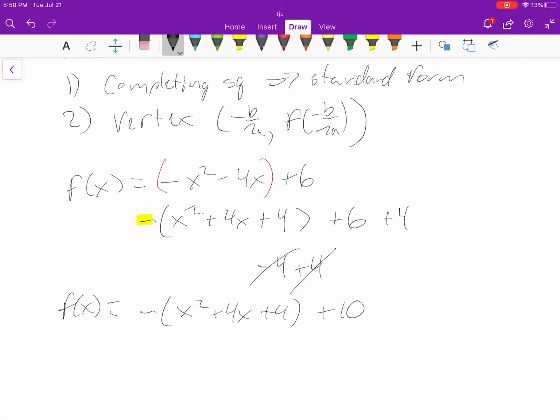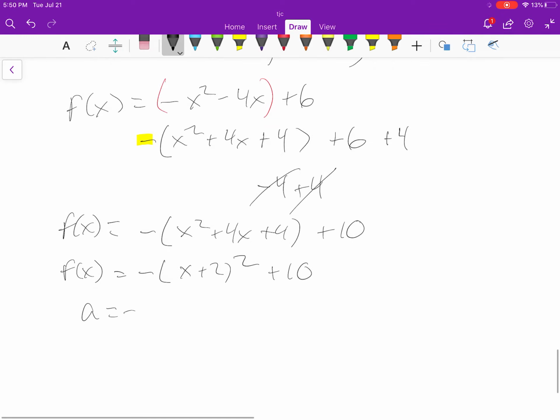Now you're going to factor the x squared plus 4x plus 4. And that factors down into, it's a perfect square polynomial, so it factors into x plus 2 squared plus 10. Now notice that it's in standard form. So we know our a equals -1, which is less than 0, so it's concave down. And we know our vertex, our h and k, is -2, positive 10. It's -2 because, remember, it's always the opposite sign on the inside. Right there. So that's our vertex.